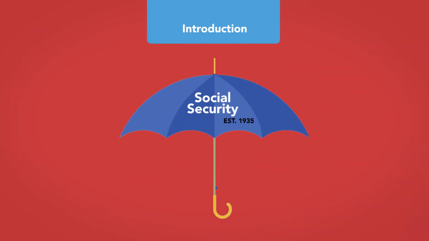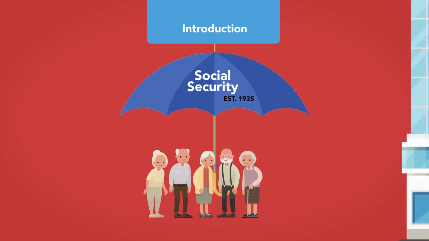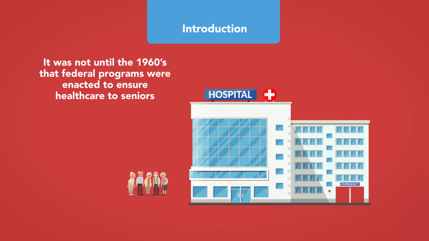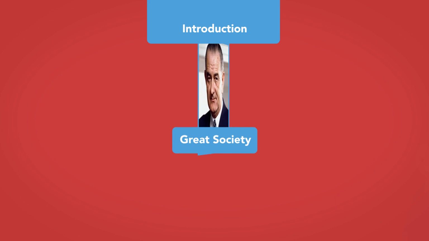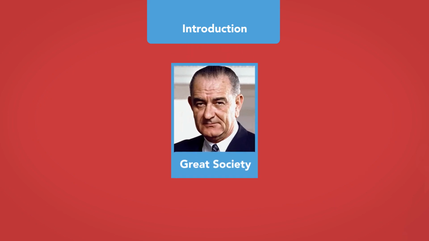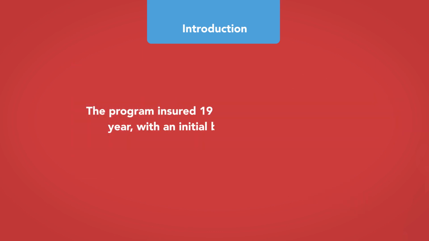While Social Security was established in the 1930s to protect retirees from poverty, it wasn't until the 1960s that federal programs were enacted to ensure health care to seniors. As part of the Great Society program of President Lyndon Johnson, Medicare was signed into law on July 30, 1965. The program insured 19 million Americans in its first year, with an initial budget of about $10 billion.